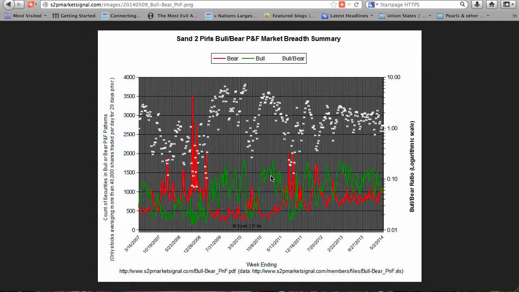The Sand to Pearls P&F Market Breadth Summary Chart shows us a market now one consecutive week in bearish territory.